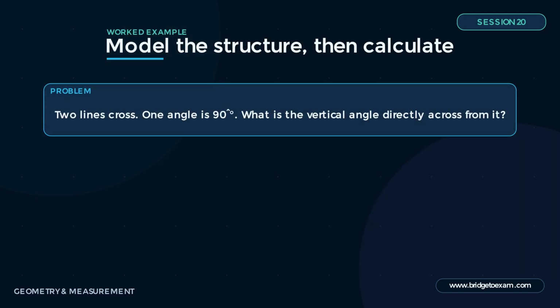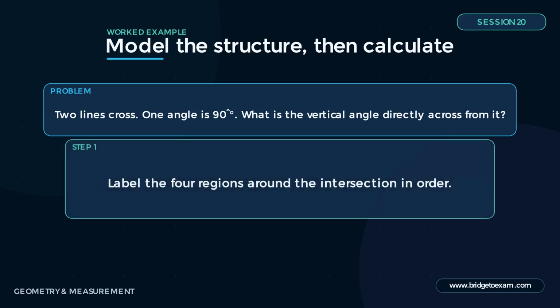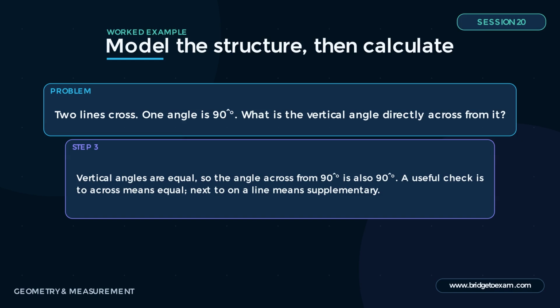Let us model a complete example. Two lines cross. One angle is 90 degrees. What is the vertical angle directly across from it? Step 1 is to organize the information. Label the four regions around the intersection in order. Step 2 chooses and sets up the relationship. Connect opposite regions as vertical pairs. They are equal. Step 3 carries out the mathematics.